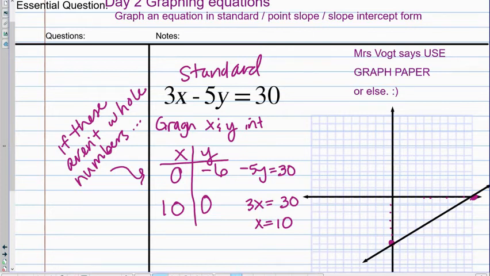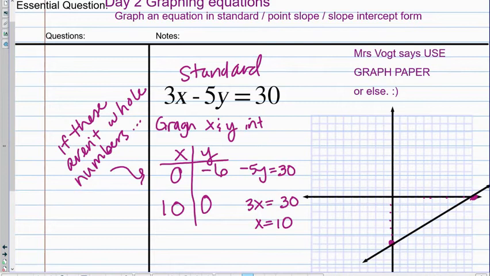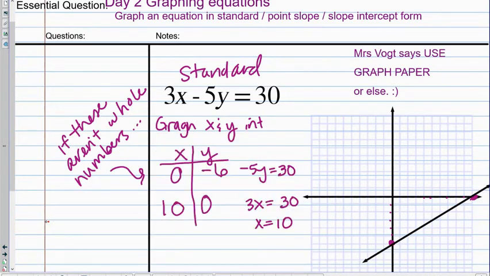One of my biggest pet peeves, and this is just Mrs. Vogt's pet peeve, so I don't know if Miss Harrod and Miss Delmont feel the same, is that this is not a dot to dot. Okay, this is not connecting the dots. Notice that I did my best to put arrows on both ends of these, and I connected my line and went past my 2 points. Okay, this line extends forever and ever in both directions. This is not a dot to dot.